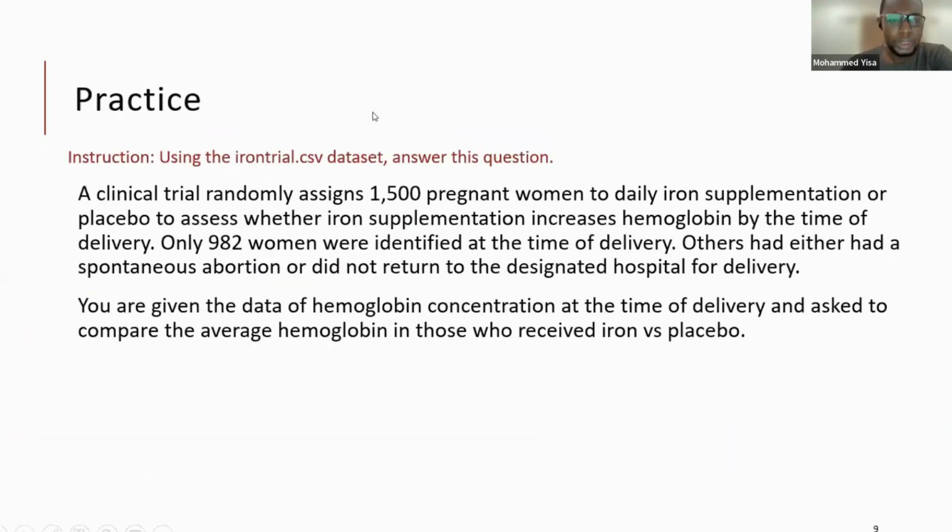So this is a class exercise. There's a data set called the ionchild.csv.